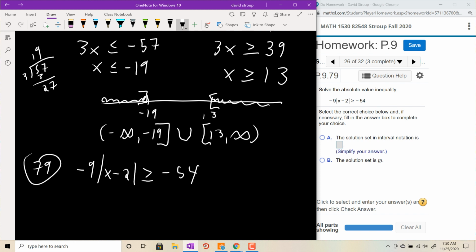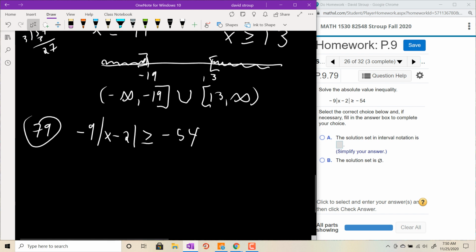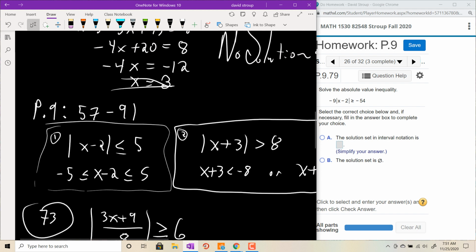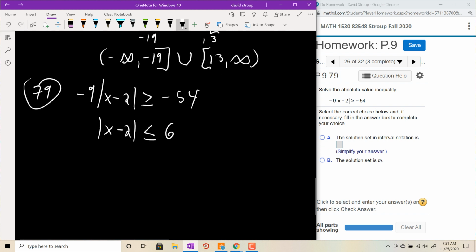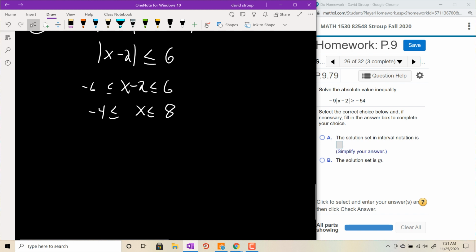Negative 54 over here. Okay, so I'm going to divide both sides by negative 9. And of course, if you divide or multiply by a negative, it changes the direction of the inequality, right? And then that'll be 6. And this is the first type of inequality, and it'll turn into a compound inequality: x minus 2 less than or equal to 6, greater than or equal to negative 6. Add 2 to all three sides, so negative 4 less than or equal to x less than or equal to 8. And that's your answer. I mean, it's right there. In interval notation, it's just everything in between and including negative 4 and 8.